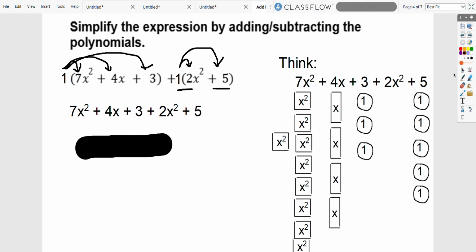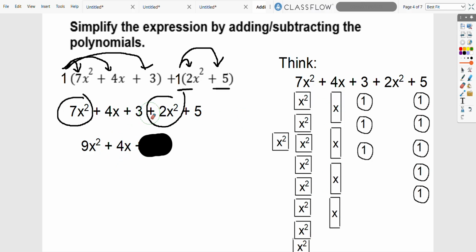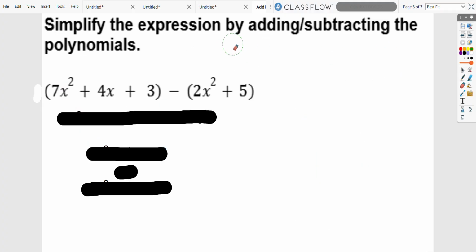So we're going to combine the 7x squareds with the 2x squareds, and that gives us 9x squareds. And then we notice that the 4x's are the only x's there, so that's just going to stay 4x's. And then we have the 3 plus 5. Those are the like terms. That just becomes 8, and that is our final answer.